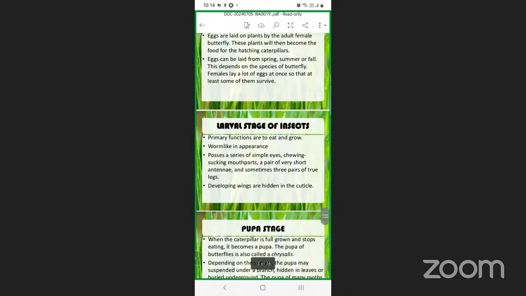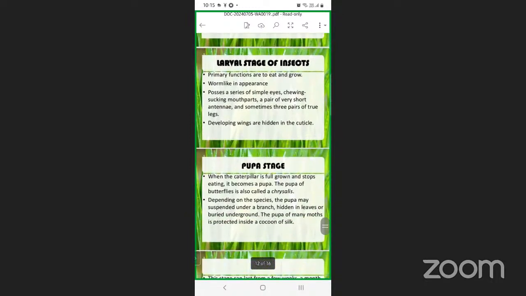Coming to the larval stage of insects, the primary functions are to eat and grow. They have a worm-like appearance, possess a series of simple eyes, chewing or sucking mouth parts, a pair of very short antenna, and sometimes three pairs of true legs are also present, which in insects are always attached to the thoracic region. Developing wings are hidden in the cuticle. So like this, we'll see the larval stages of insects.